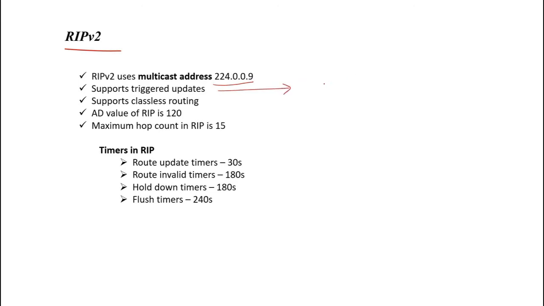Triggered updates mean that whenever a new route appears, it will trigger the router to send an update. Let's understand it like this. Suppose we have two routers, router 1 and router 2, and router 1 has one network connected like this.